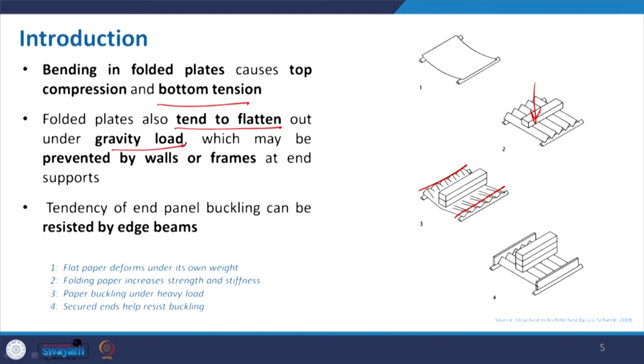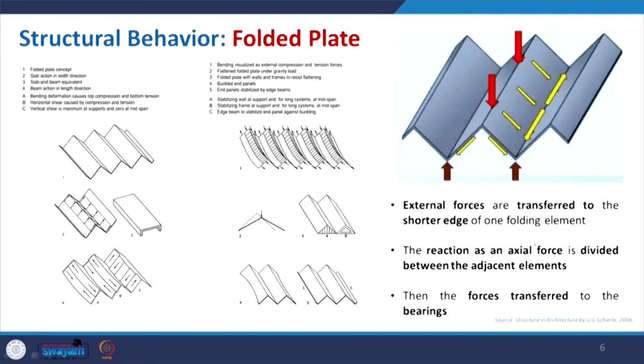So, how can you solve it? You can give support from this edge, which can stop it. So, it is basically flattening out due to gravity load or the applied load, but this support can help it to stay intact. So, here it is basically the folded plate structural behavior, how it happens.